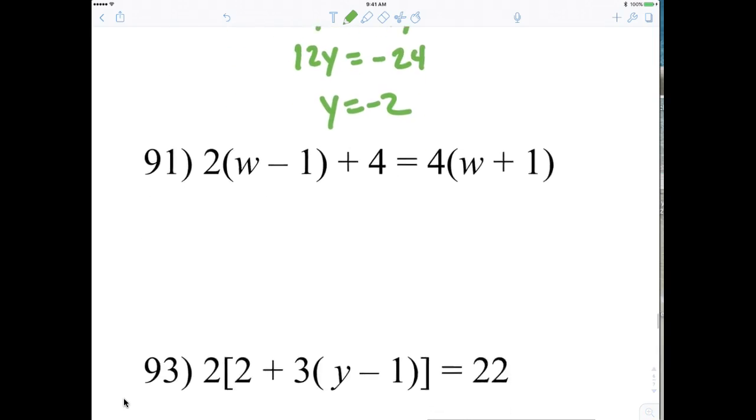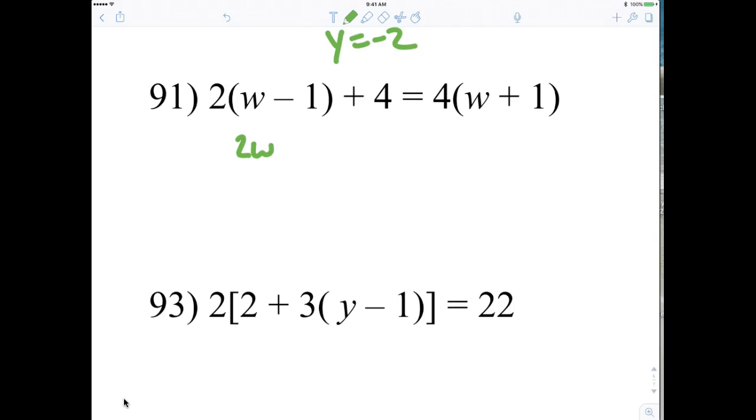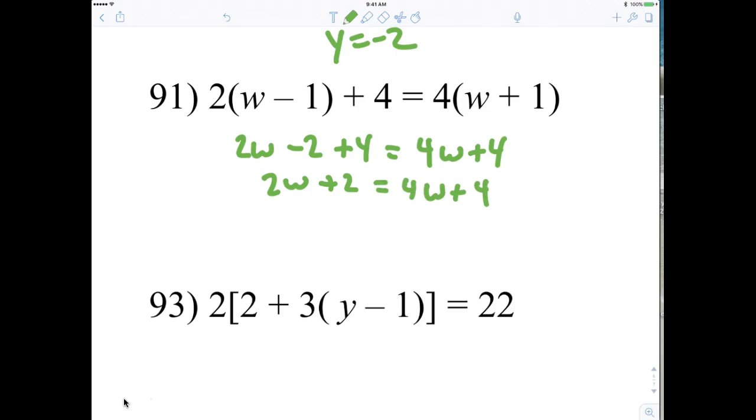Okay, let's look at 91. 2w minus 2 plus 4 equals 4w plus 4. 2w plus 2 equals 4w plus 4. 2w equals negative 2. So w must be negative 1. Yeah. For that one, oh, okay, I see. You okay with that? So again, just to highlight, this combined right here to the positive 2 there. And then I moved things, variables to the right, numbers to the left.